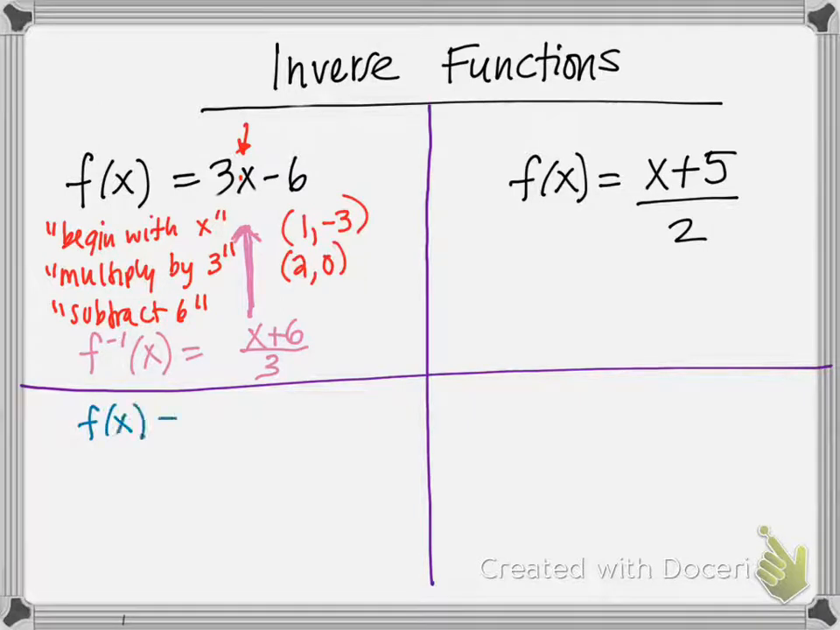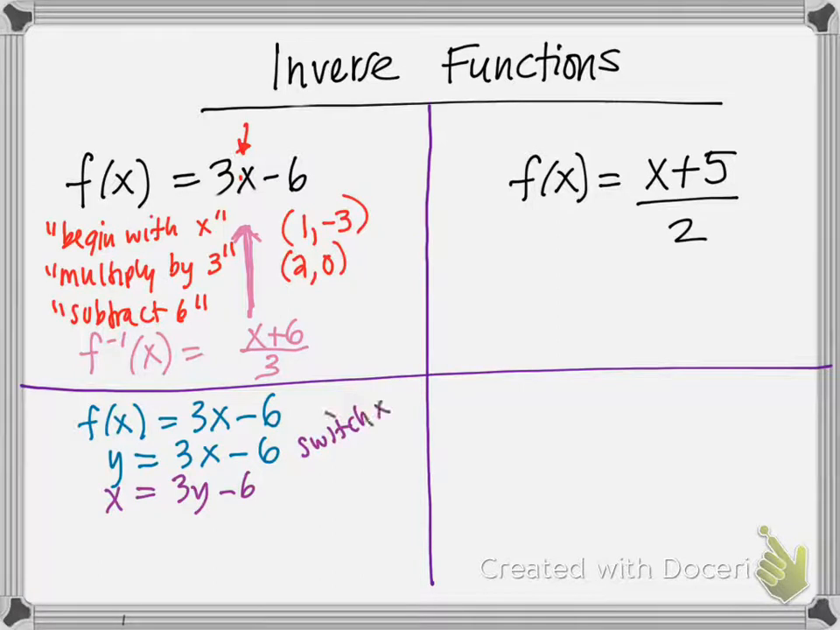All right, another way to find the exact same answer is to write the equation f of x equals 3x minus 6. Replace f of x with y because they're exactly the same thing. And if you want to find the inverse, you have to switch the x and the y. So instead of y right here, you're going to plug in x. And instead of the x right here, you're going to plug in y. Once you switch the x and the y, you want to solve for y.